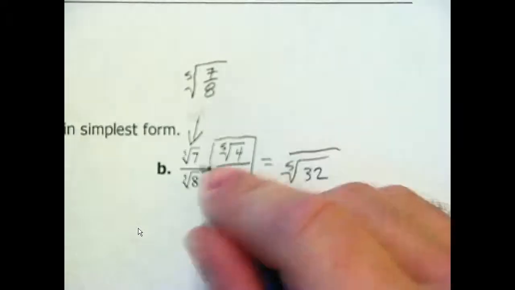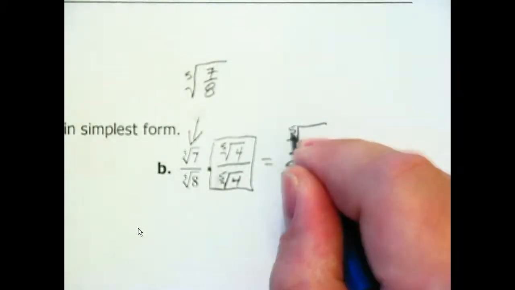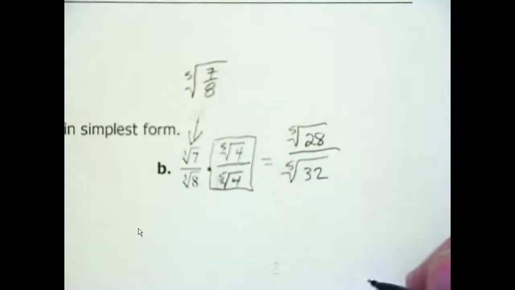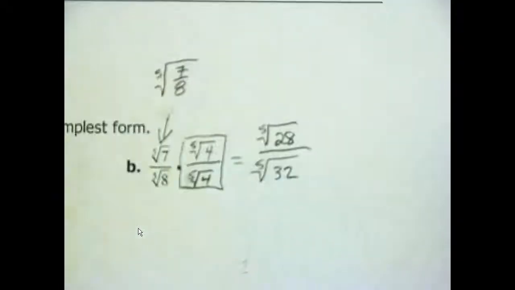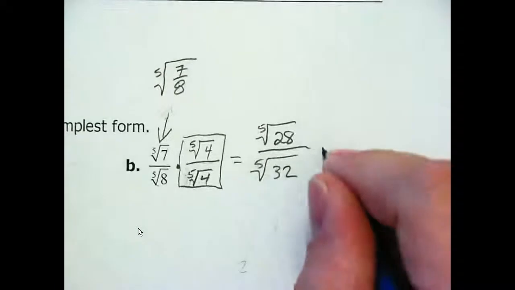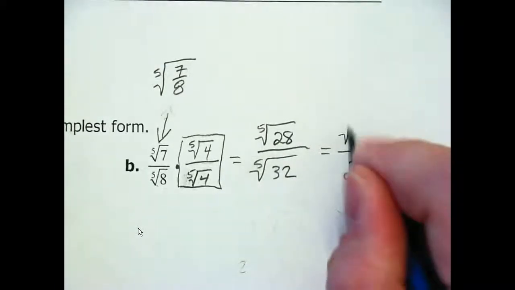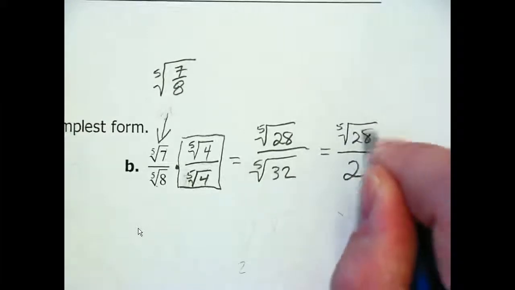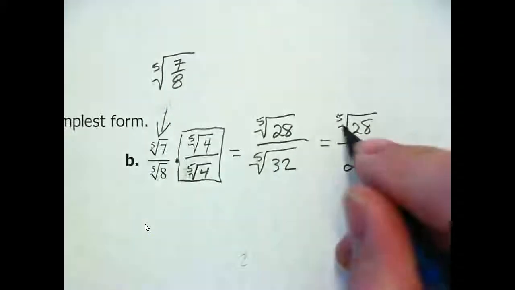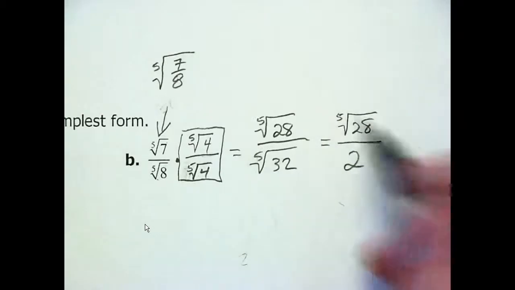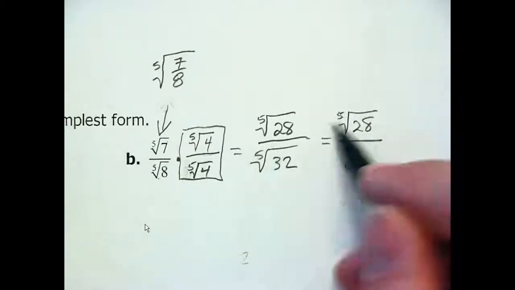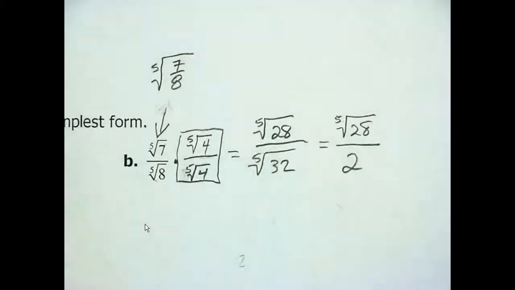Okay, so now I have the 5th root of 28 on top. That's kind of blurry. That's a little less blurry. Okay, what is the 5th root of 32? 2. And this is the 5th root of 28, which there's no other perfect root that will go into that in terms of the 5th root there. So we're good.